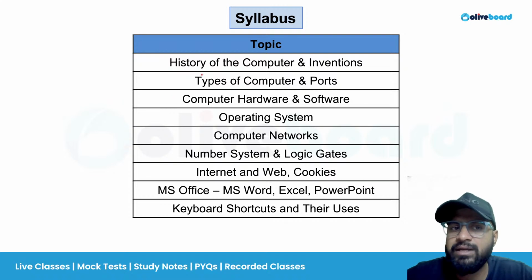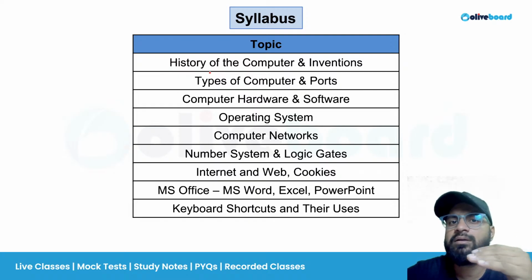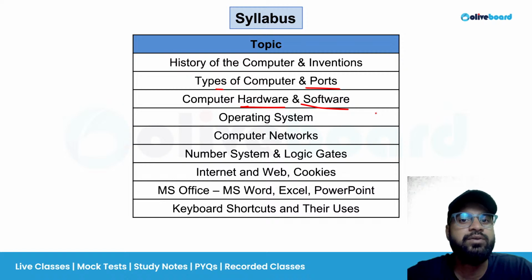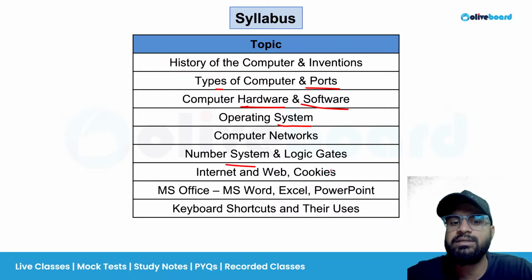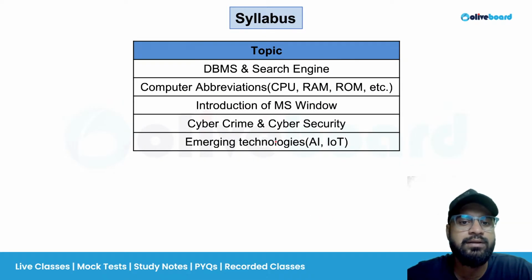So you can see, students, we start from the invention and the first mathematical instrument made before the computer. So history will be there, generations of computers will be there, then computer fundamentals, types of computer and its ports, computer hardware, input devices, output devices, storage devices, different types of memories, the different types of software we have in a computer, system software, application software, utility software, then operating system, number system, logic gates, Microsoft Excel, Microsoft Word, shortcut keys, keyboard keys, everything we are going to cover. So that is your syllabus here.